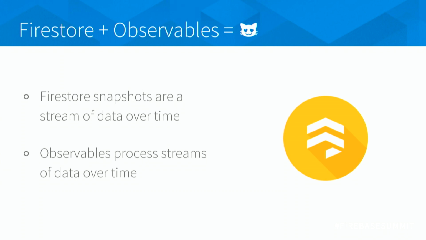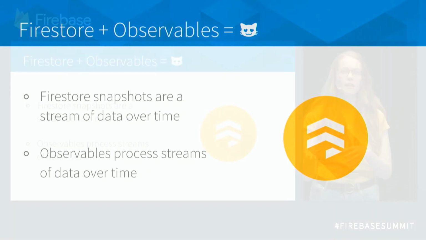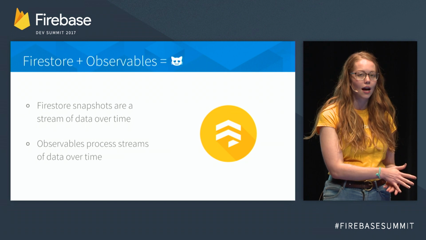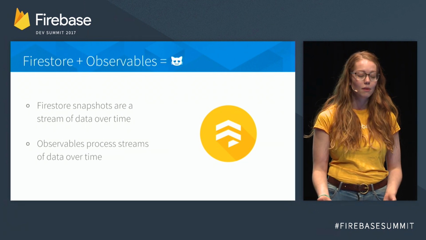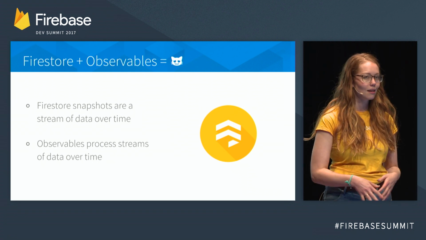So we think that Firestore and observables make a lot of sense together. Firestore has a bunch of snapshot data coming in over time. You don't know, maybe you're going to get 100 documents, maybe you're going to get 1,000 documents, and all of that state's going to be given to you over time. And observables are a way of modeling data that comes in over time. So for us, together, they make a lot of sense.